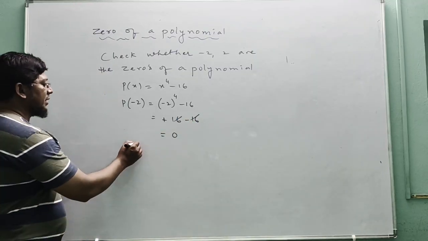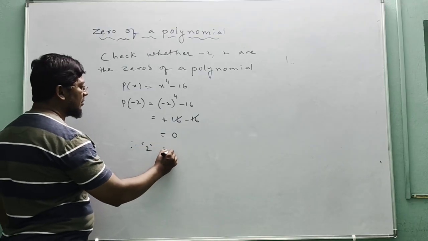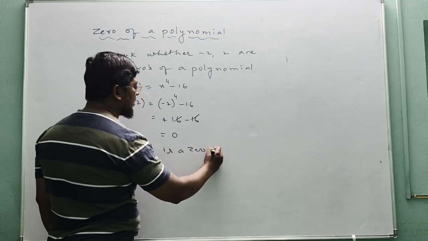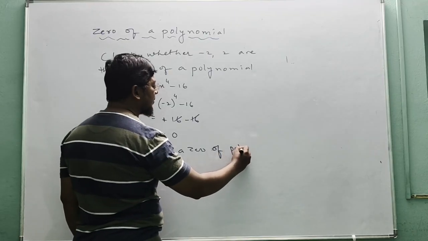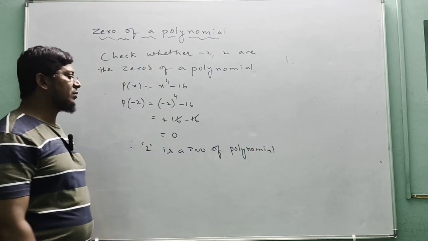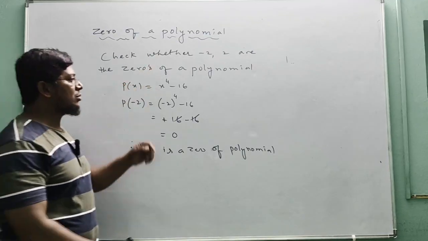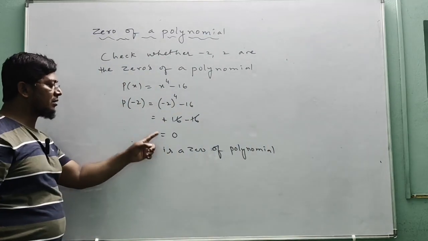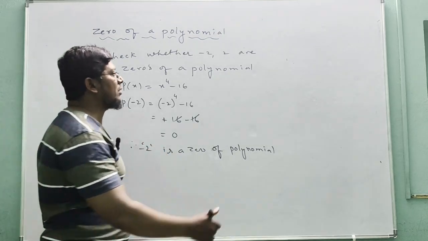0. We can say that minus 2 is a zero of the polynomial here. Minus 2 gives the answer 0, which means minus 2 is a zero of the polynomial.